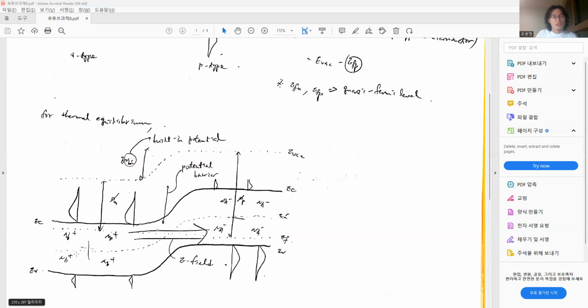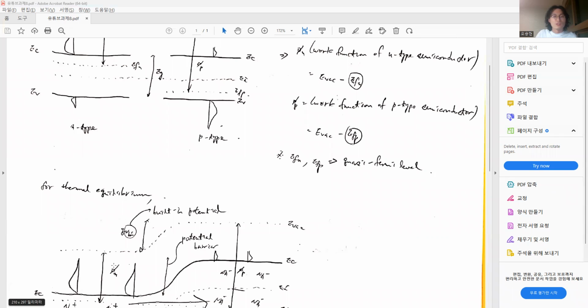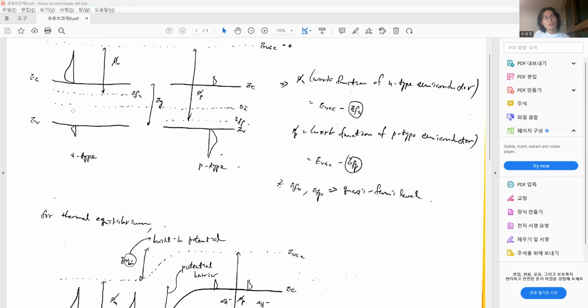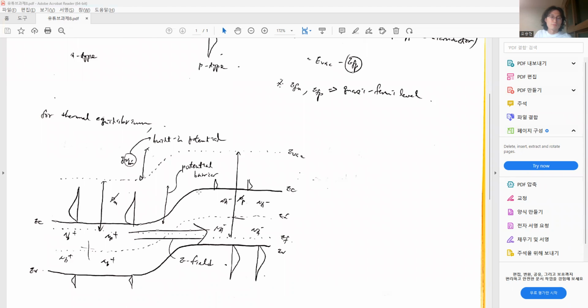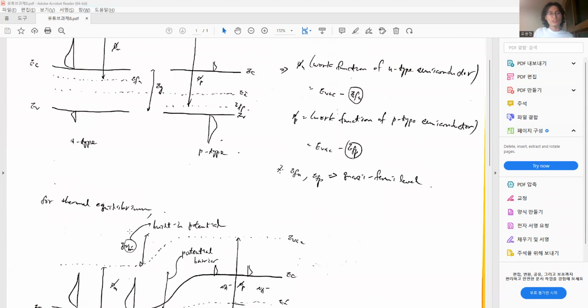And also for the intrinsic Fermi level, because there is the same level of intrinsic Fermi level before, it is also curved like the band shape, the conduction band and the valence band shape. And also the vacuum level energy of each type of semiconductor is also curved.